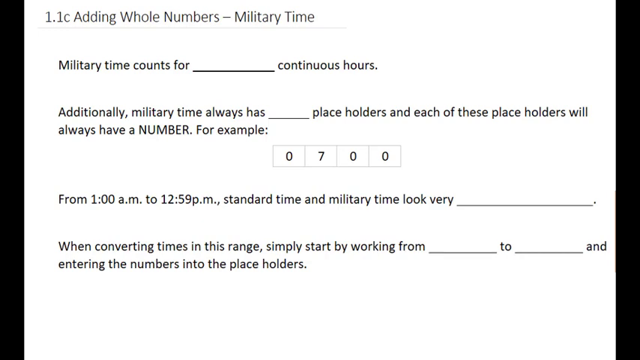Adding whole numbers. Military time counts for 24 continuous hours. Additionally, military time always has 4 placeholders, and each of these placeholders will always have a number. For example, 0700 is in standard time 7 a.m.